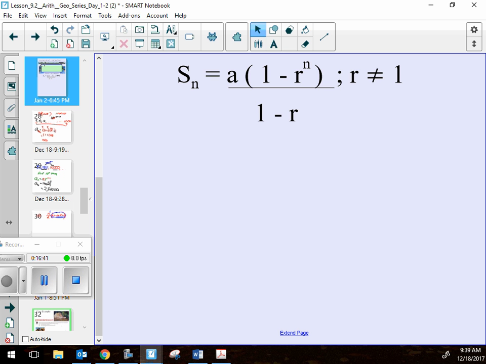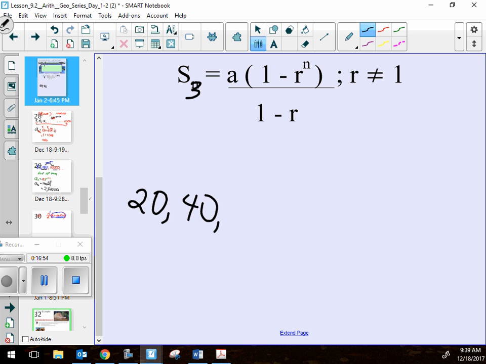That's a series of n numbers, like let's say it was 3. So let's say our series was 3 numbers. 20 times 2 is 40, times 2 is 80. Oversimplifying, but do you get this would add up to 140?